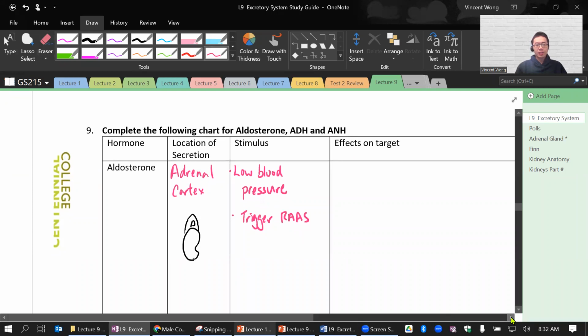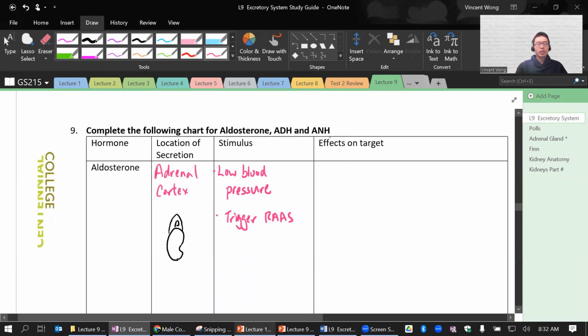The effects on target, right? So it's going to act on the distal tubule and collecting duct, right? So the target is distal tubule and collecting duct of the kidney, of course.